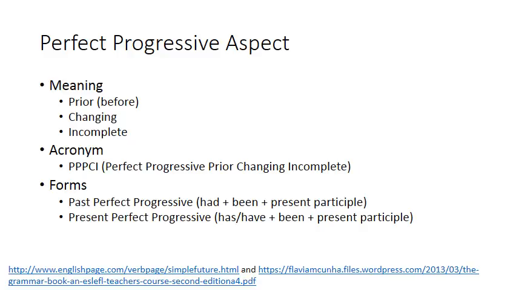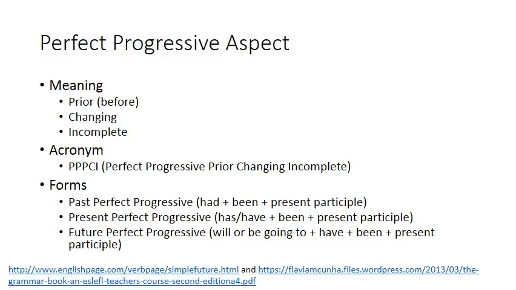For the present perfect, we're also going to have three words: has or have, depending on what the subject is, been, plus again the present participle. For the future perfect, we're actually going to have about four words, or four groups of words. So we have will or be going to being the first group, have being the second one, been being the third one, and then the present participle being the last one.